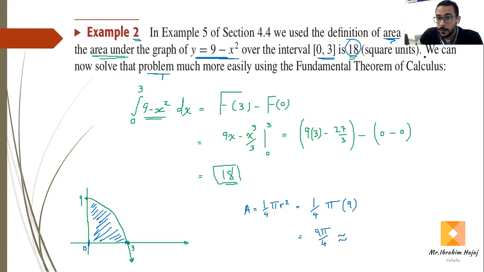One second, let me see. 9 pi over 4, I don't think this is right. It's 7.06. I think we did something wrong. Okay, Abdurrahman, it's not correct.